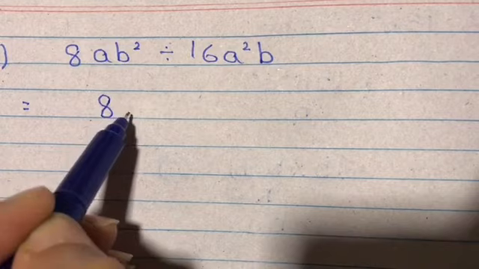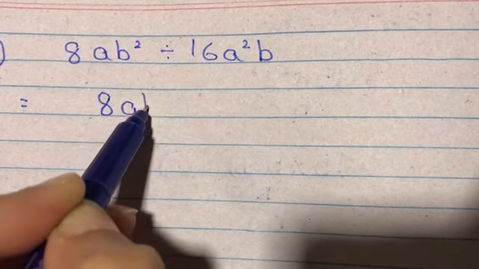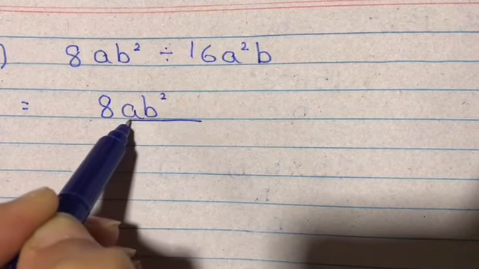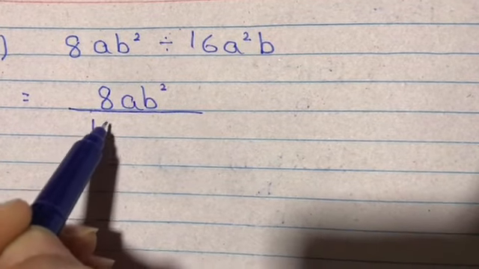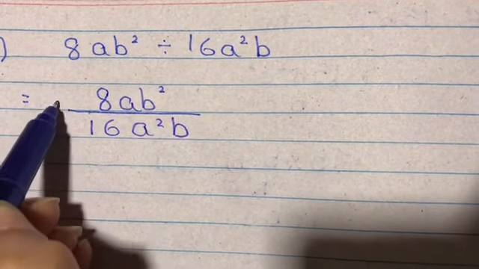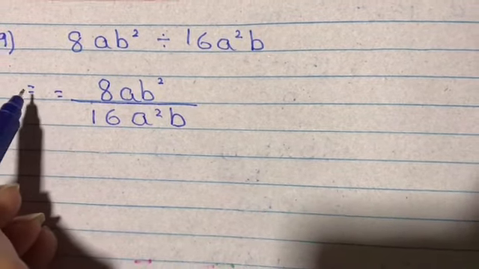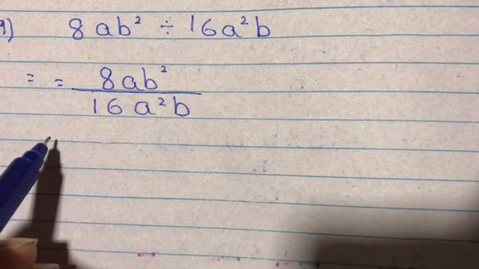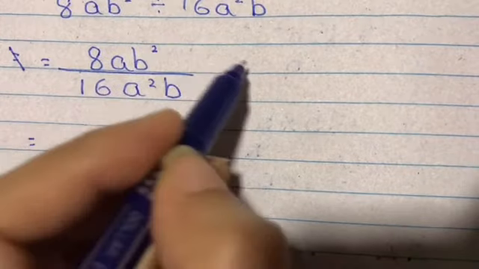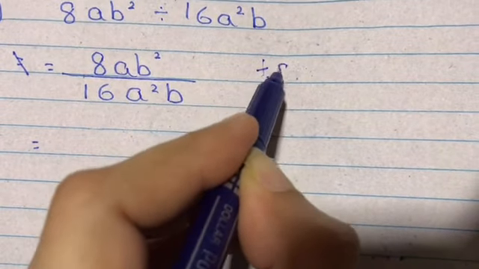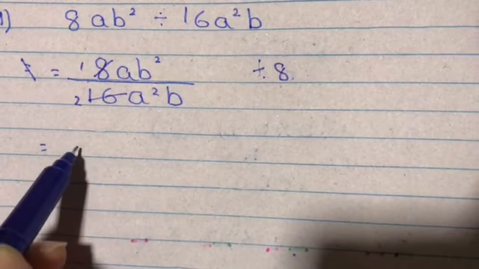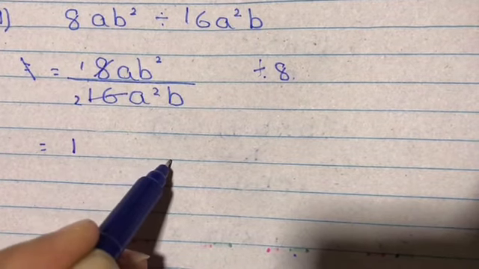So 8ab squared, division sign replaced by a division line, 16a squared b, right? First of all, we are going to, oops, I have written it already, but never mind. Okay. We are going to reduce the numbers. Again, 8 ones are 8, 8 twos are 16. Alright, so it's 1 over 2.